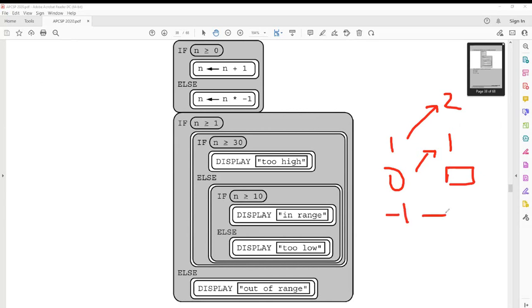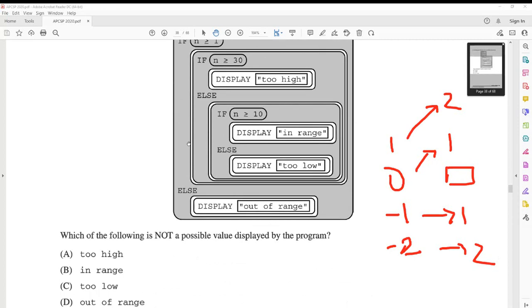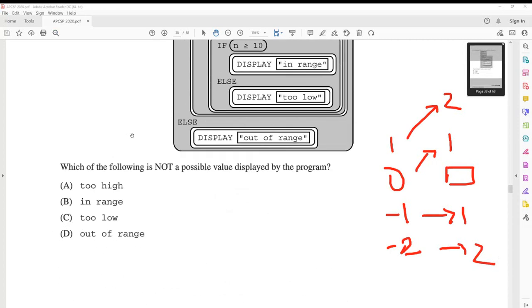If you are -1, you will become 1. If -2, you become 2. So if n is greater than or equal to 0, you do this. Because there's no possibility that n equals 0 or negative, out of range is impossible, it can never be out of range. So basically the answer is D. There's no possibility that it will be out of range. D. Okay, 35 is D because we analyzed it here.